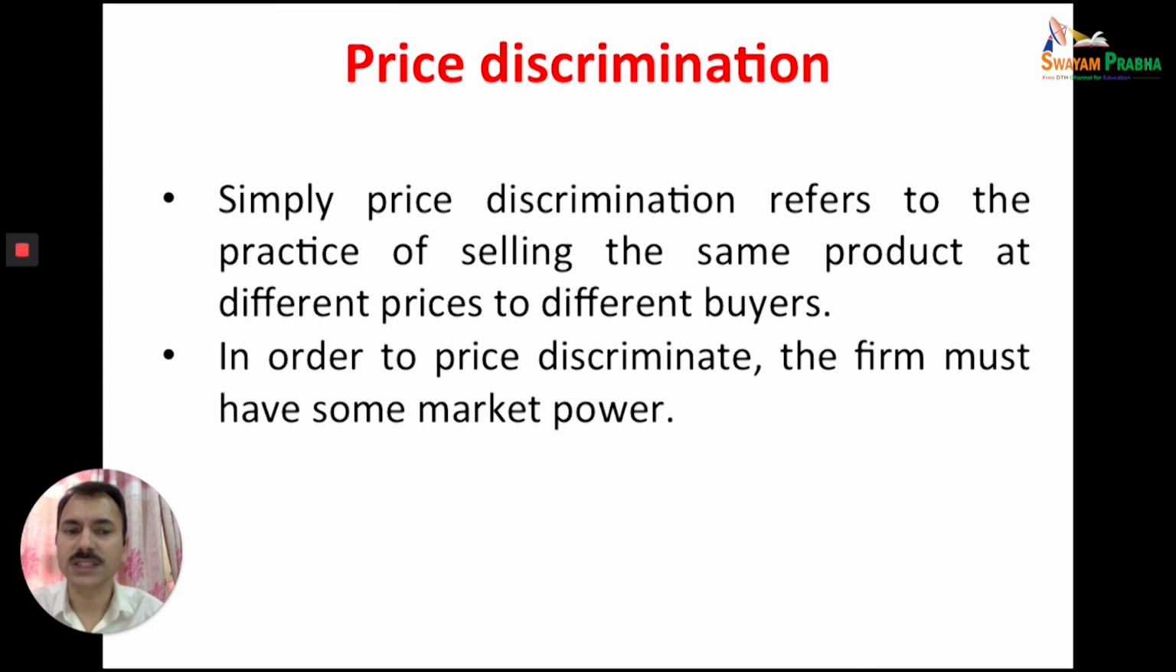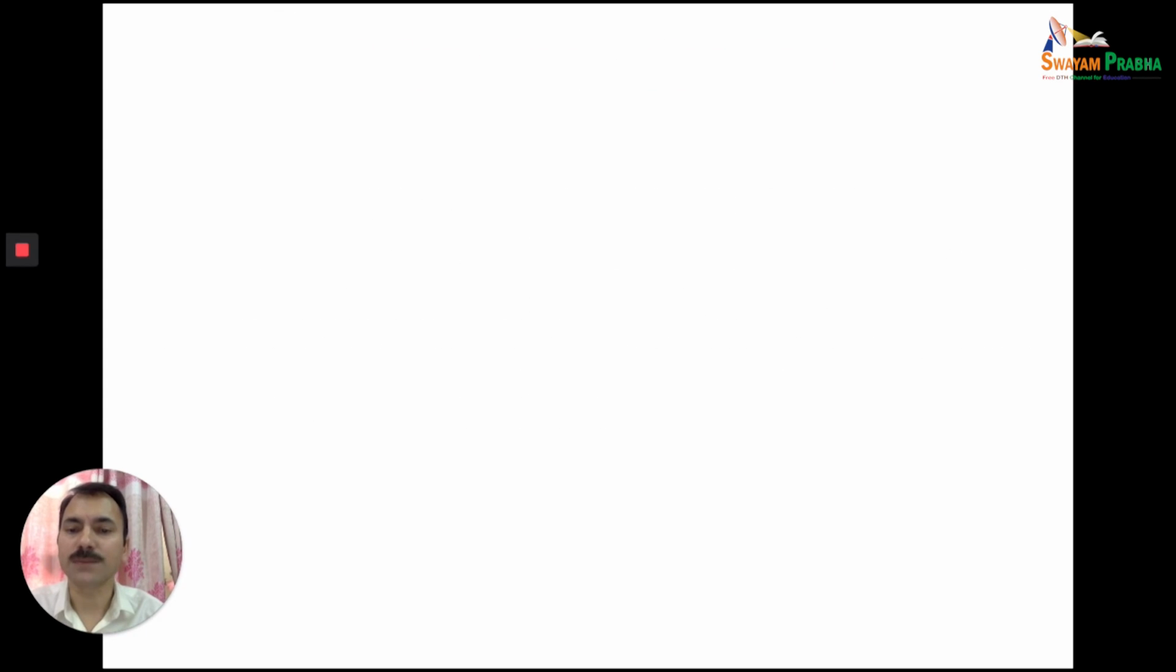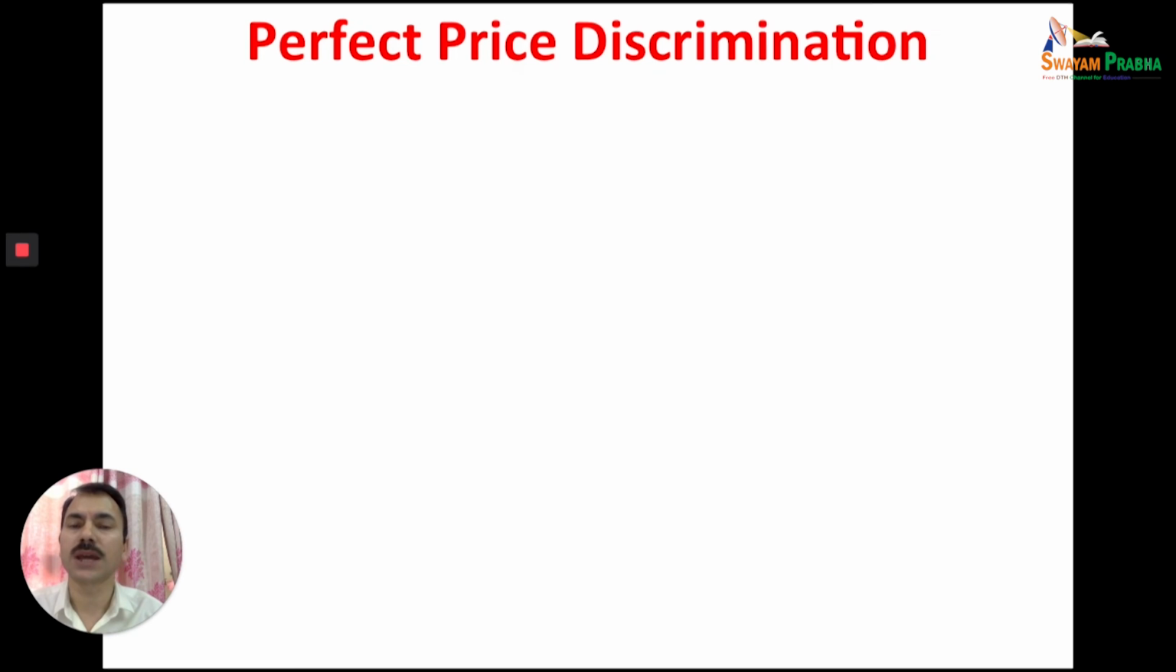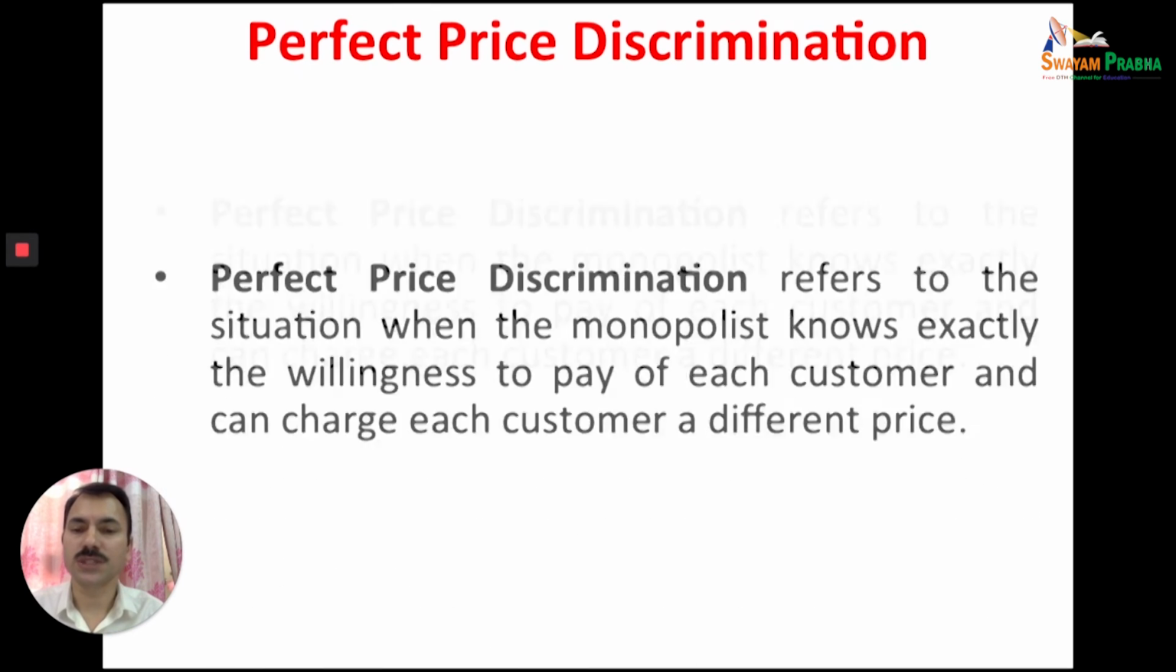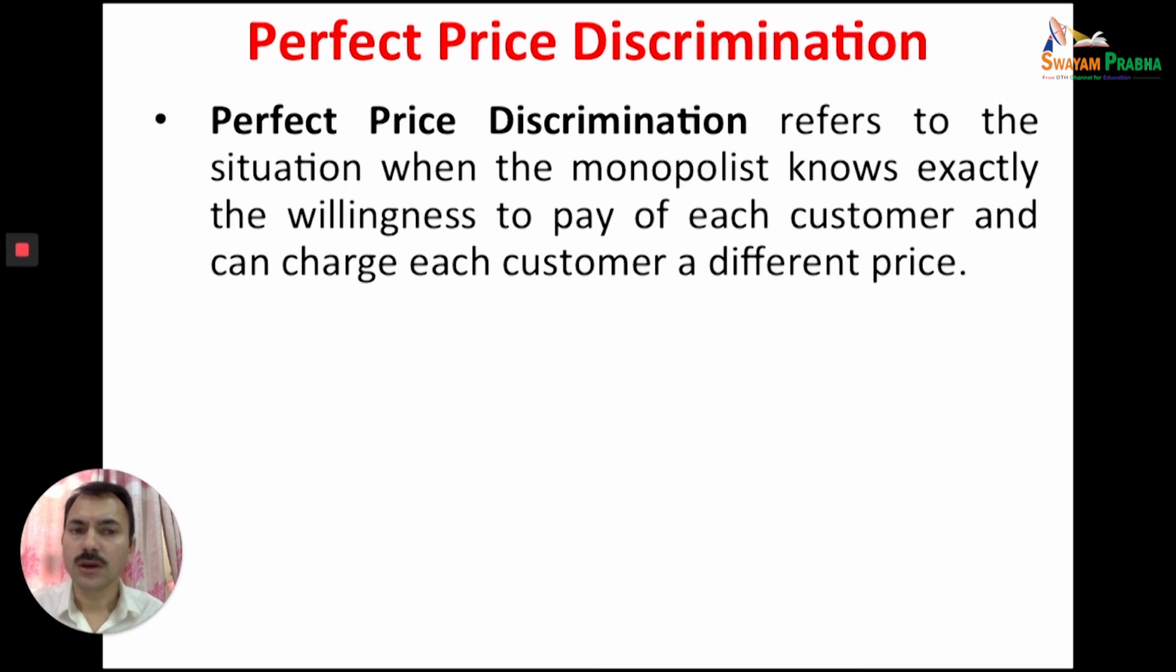In order to price discriminate, the firm must have market power. This is very, very important. Market power, control over supply. With more market power and more control over supply, the producer or monopolist has more price discrimination power. Perfect price discrimination can exist. Perfect price discrimination refers to the situation when the monopolist knows exactly the willingness to pay of each customer and can charge each customer a different price.